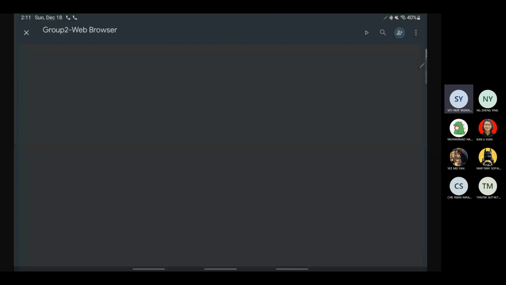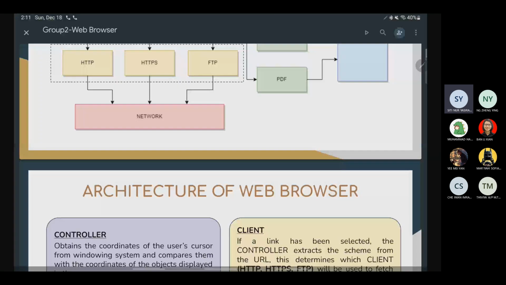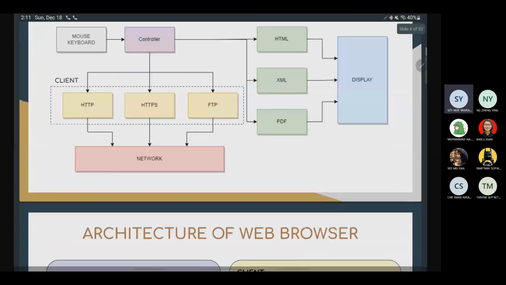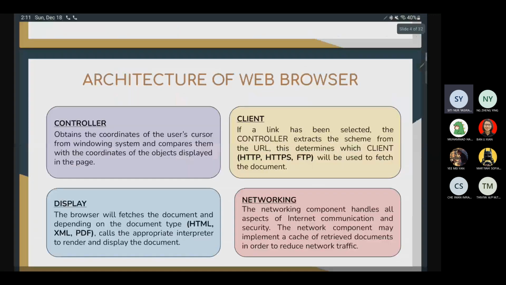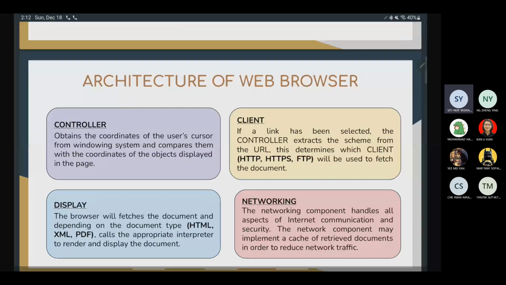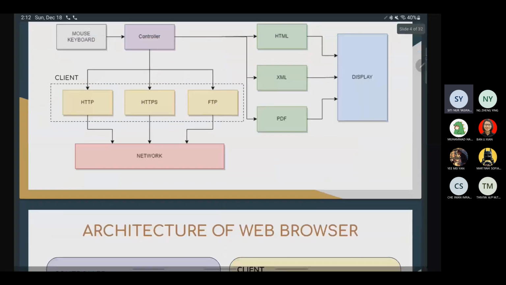Okay, the controller. The controller here takes input from the mouse and keyboard of the user. What is the controller? The controller obtains the coordinates of the user cursor from the windowing system and compares them with the coordinates of the objects displayed in the page, such as the mouse cursor. Okay, when we click something on the URL or something, the controller lets the user search or get info in the web browser.